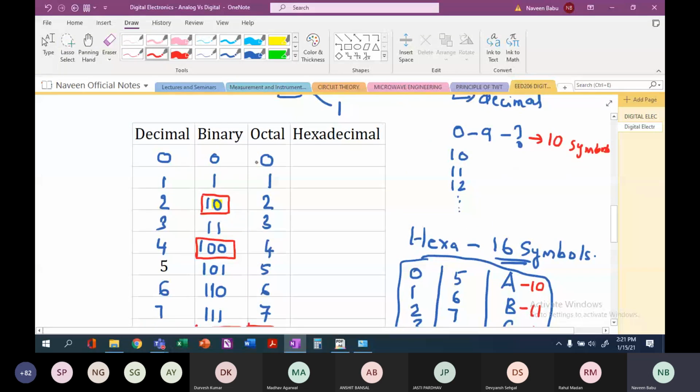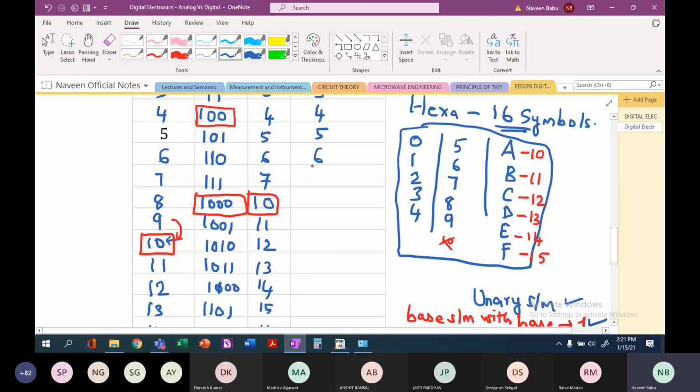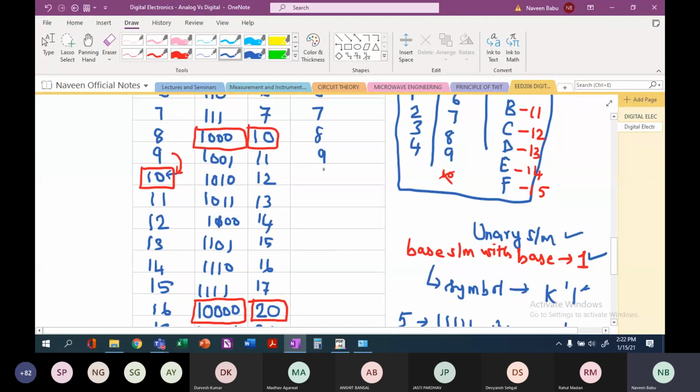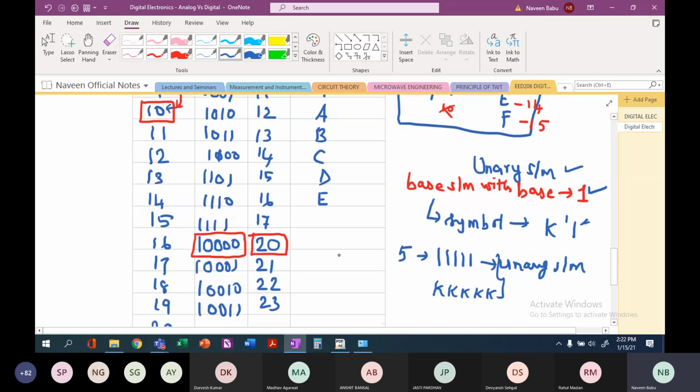Now similarly, hexadecimal, we have already written the symbols. What are the symbols here? It is 0 1 2 3 4 5 6 7 8 and 9. Our symbols are till 9 only, and then we will have A B C D E F, right? So we have A here, B, C, D, E, and F.